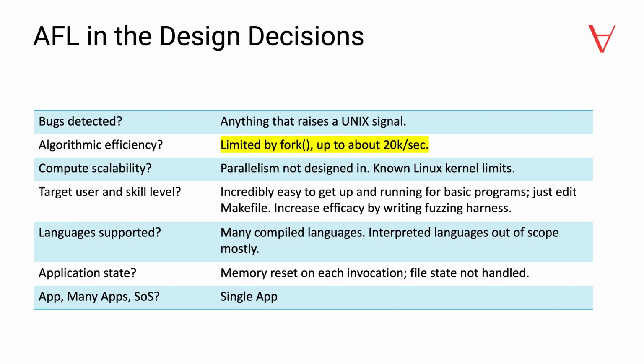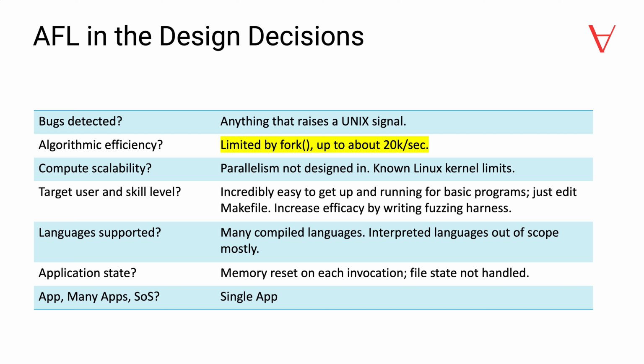Now, it doesn't support, for example, application state. What it's doing is it's doing a memory set on each invocation. So for example, file state is not handled. This means you can't use AFL, for example, to fuzz an application where that application first writes out a PID file, and if that PID file exists, it doesn't go further, because it won't remove that PID file on each invocation.